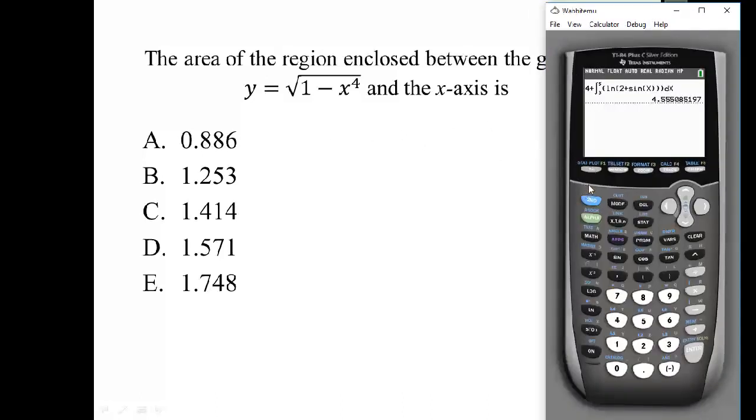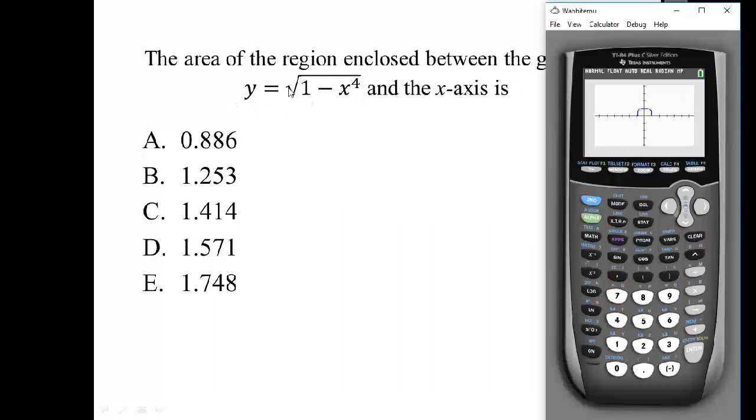So let's go ahead and go to y equals, and we're going to put in the square root of 1 minus x to the fourth. All right, and then we're going to graph it. And my graph here, notice it looks absolutely nothing like I need to. So let's go ahead and go to the zoom. And I want to do a zoom decimal, so 4. That'll give me a better idea of what I'm looking at here. So that's what I'm looking at right there.